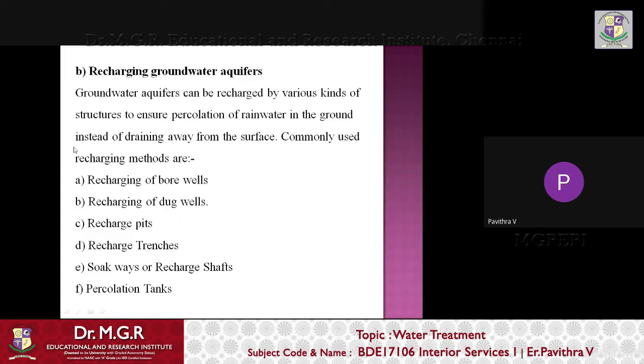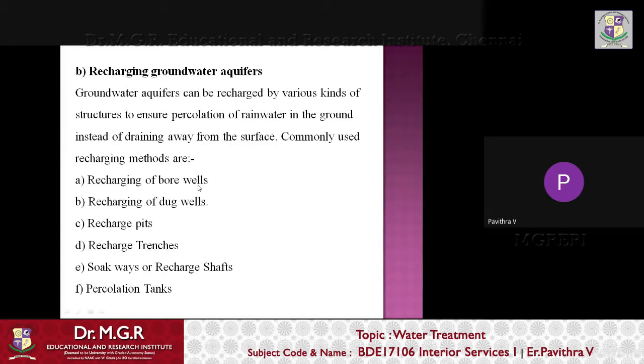So instead of the water draining away from the surface, we are going to use some recharging methods. So what are the ways in which I can give some water to the underground, store it, and use it whenever there is a need?